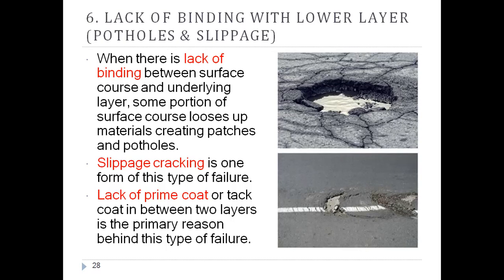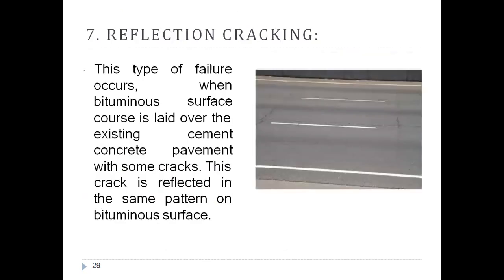Here, if we do not provide a prime coat of material between the two layers, they do not have any binding properties between the top layer and the bottom layer, so the missing coat between the two layers is the primary reason behind this type of failure.